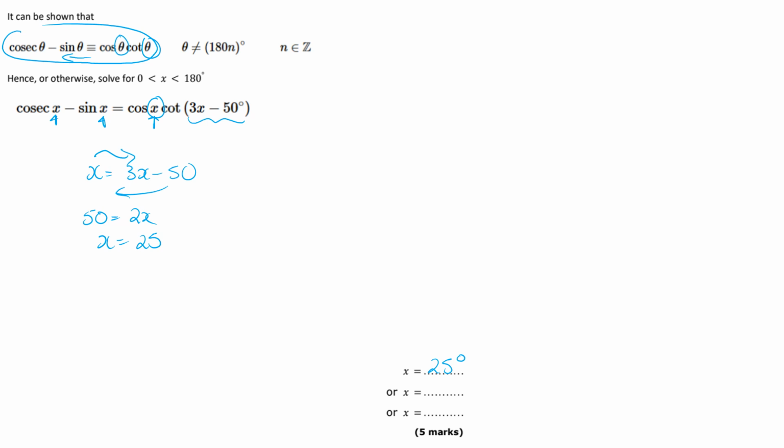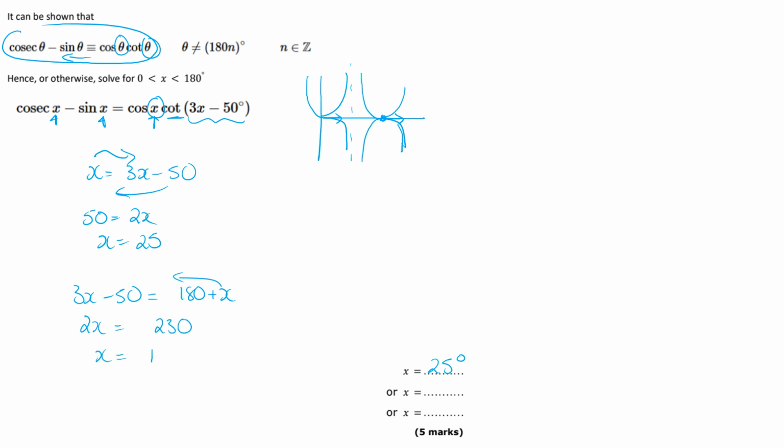Now, if we think of the cot graph, which is upside down tan, so tan goes like this, and then the cot graph just does the opposite. But where we've got the 25 here, if we just go 180 plus, that will give us the same part of the graph. So we say that the 3x minus 50 will also equal 180 plus x to get the other solution. And then just again solve for x, take that x over to the side. 2x is going to equal 230, so x is equal to 115 is another solution.